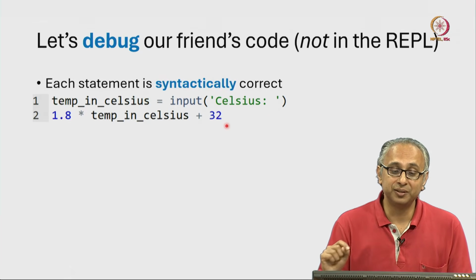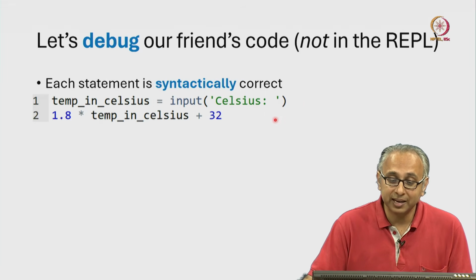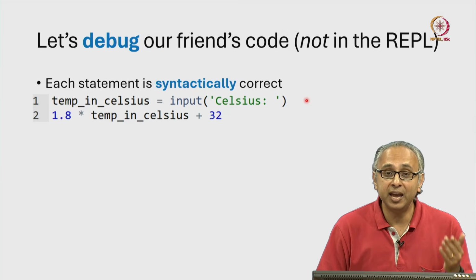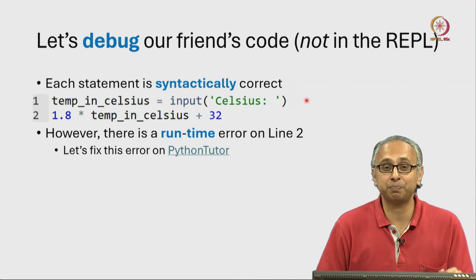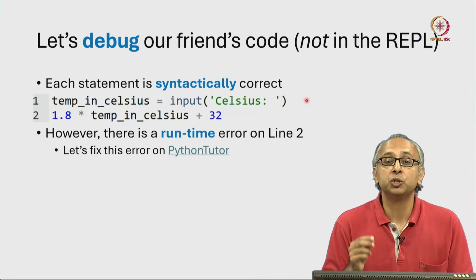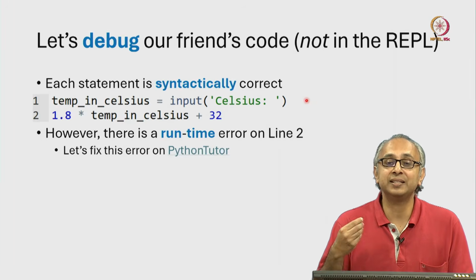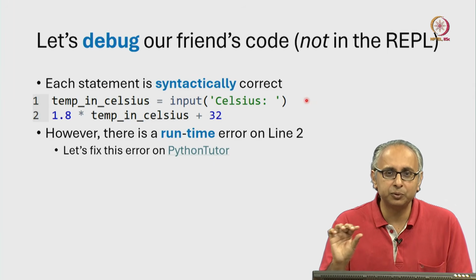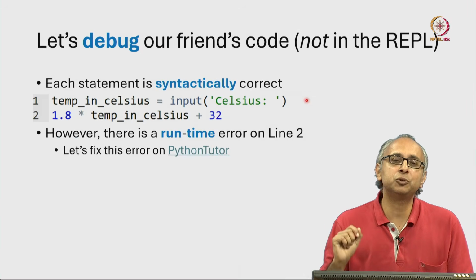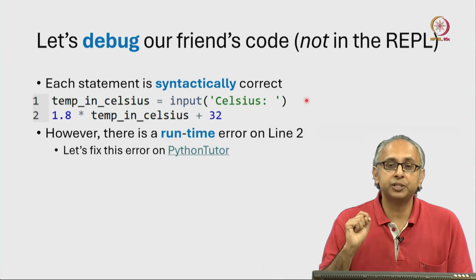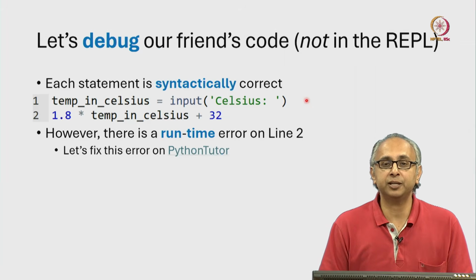The problem is when you write this second statement after the first statement, as we saw, then if you try and run this Python code, you will get an error on line 2. So we call this a runtime error. There's nothing wrong with the syntax, with the grammar rules, but when we connect these two statements together, we see an error. So this is the error that we're now going to try to fix. We will fix this on Python Tutor.